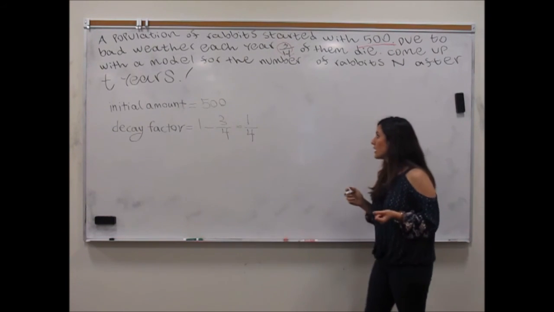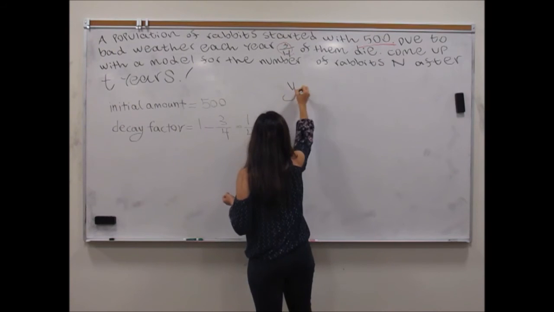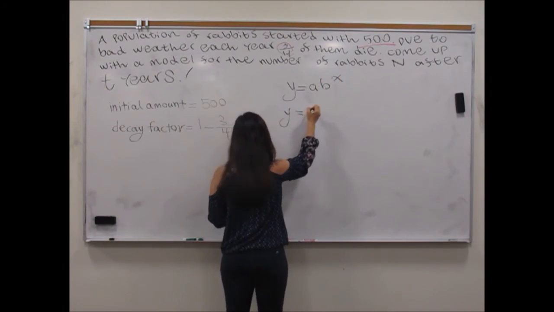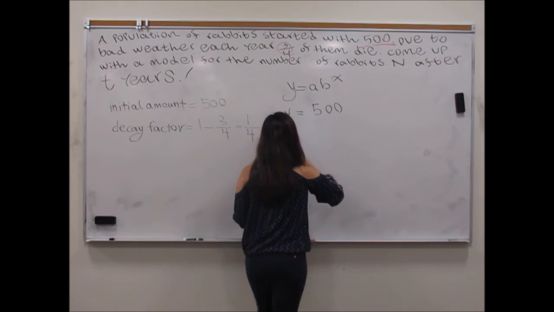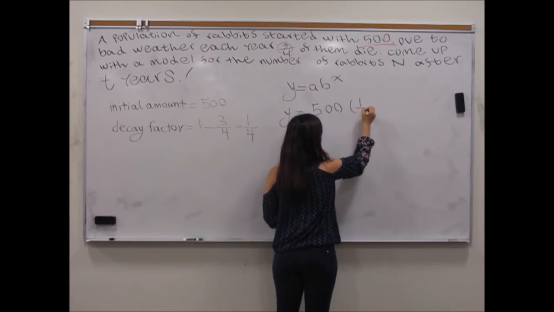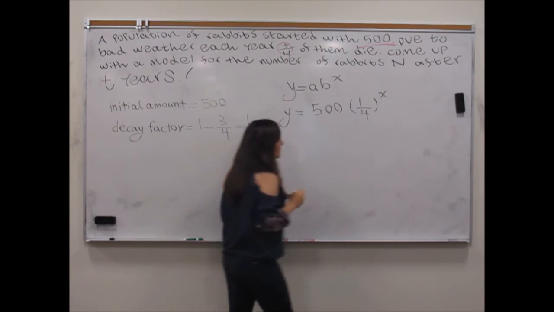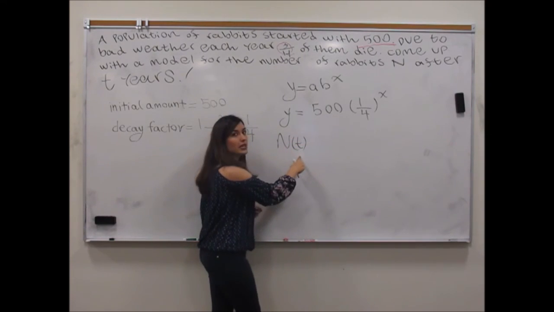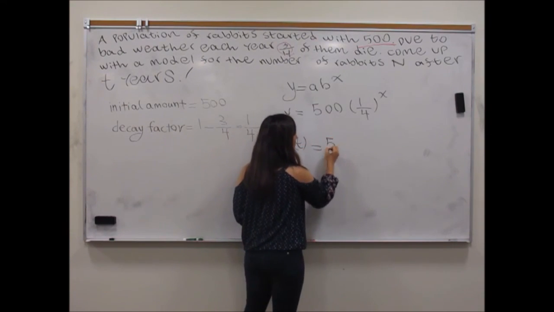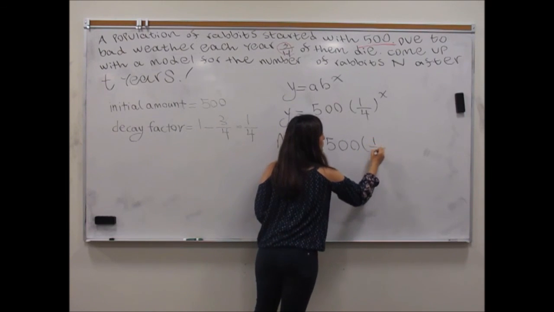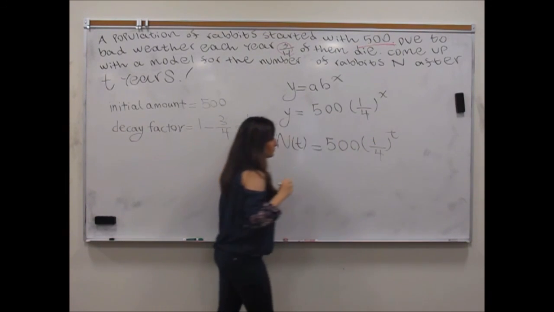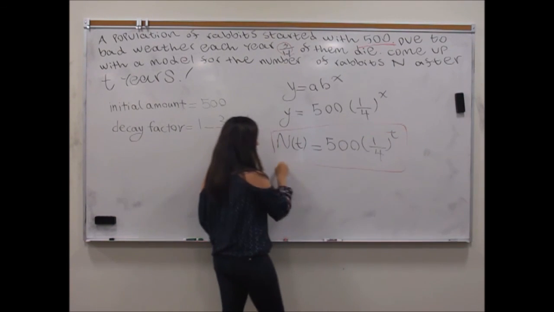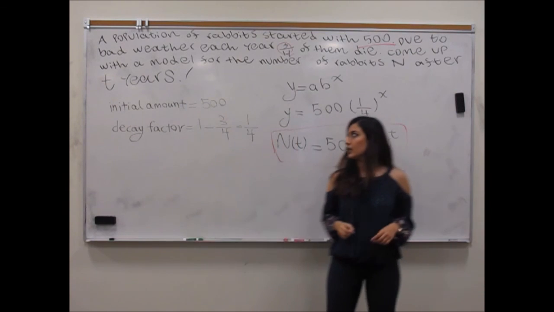So in this model, y equal a times b to the x, my initial amount is 500, and my decay factor is 1/4 to the x. And then to adjust the variables, we just have to write n of t, the number of rabbits after t years, is 500 times 1/4 to the t. So this is the model in terms of n and t for this question.